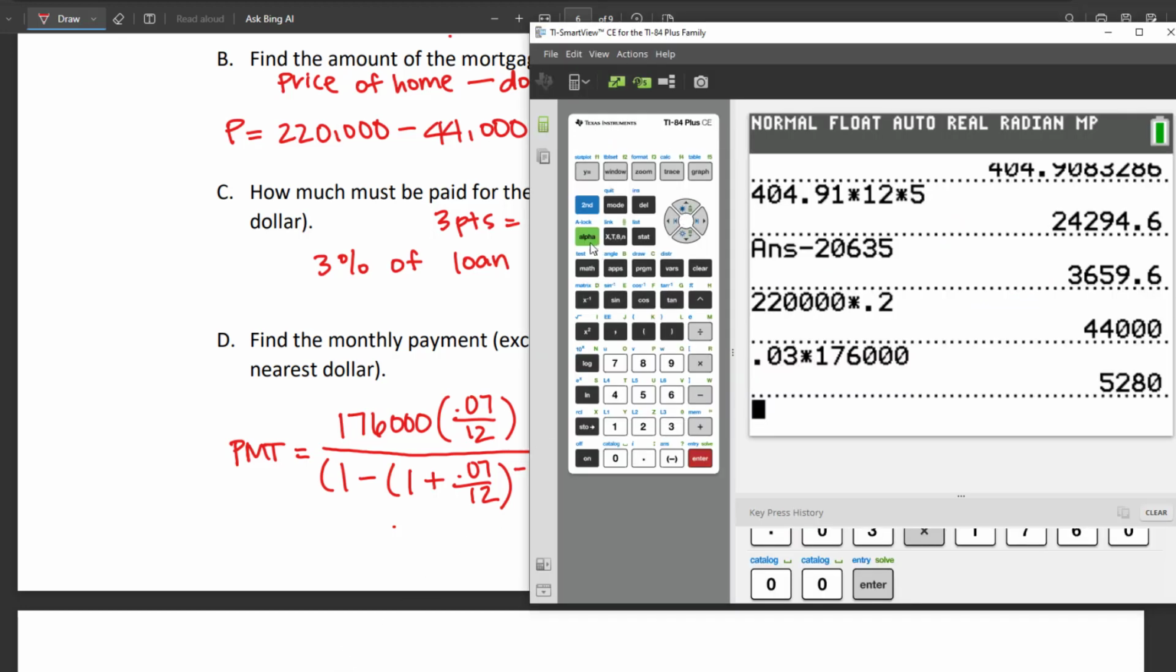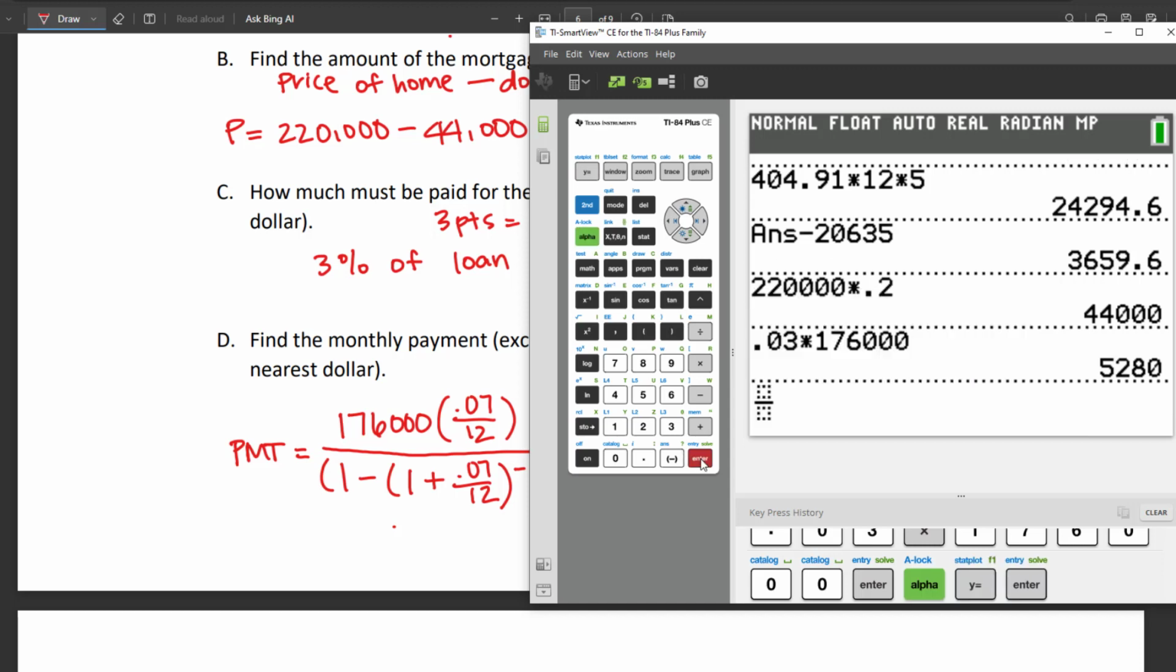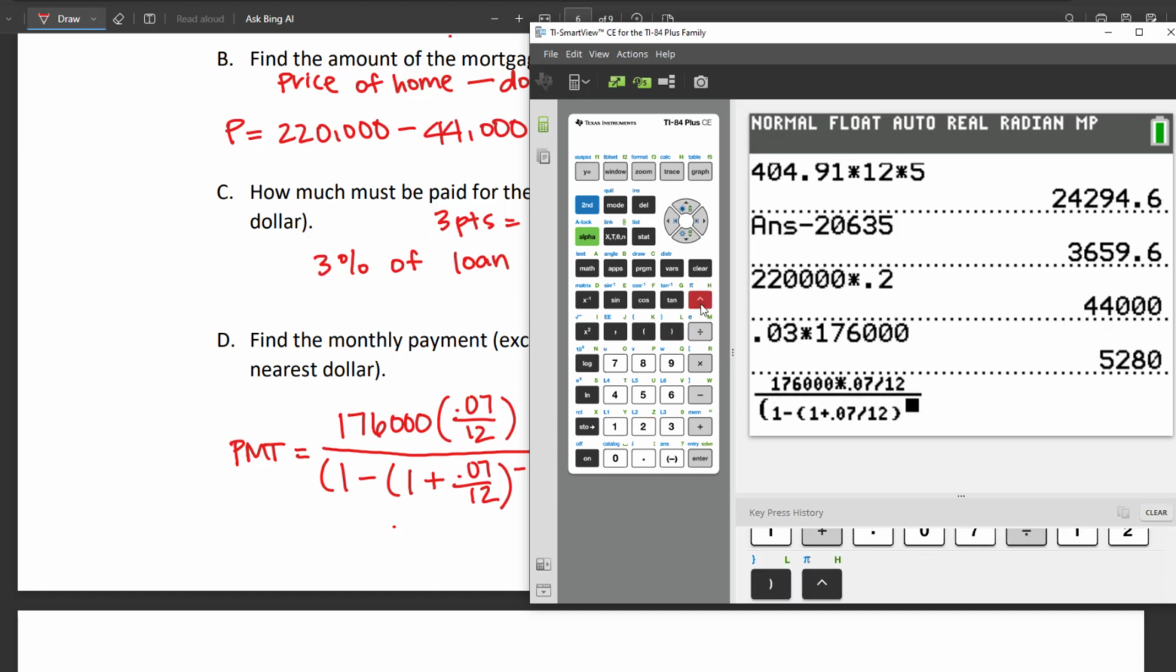I'm going to have to create a new one. Alpha y equals enter. 176,000 times 0.07 divided by 12, and then all divided by 1 minus 1 plus 0.07 divided by 12. Close our parentheses, make our exponent box, and we have negative 12 times 30.